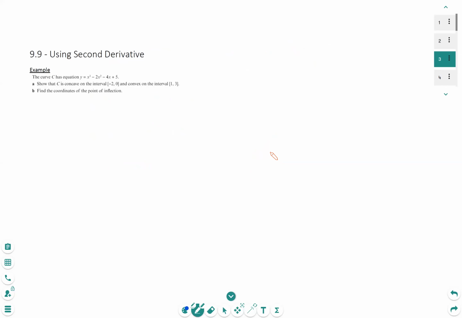Next example, using the second derivative. The curve has equation y equals x cubed minus 2x squared minus 4x plus 5. Show that C is concave. Again, show that this is concave, so we can't use it, it is a conclusion. So first we find the first derivative: 3x squared minus 4x minus 4. Then the second derivative: 6x minus 4.